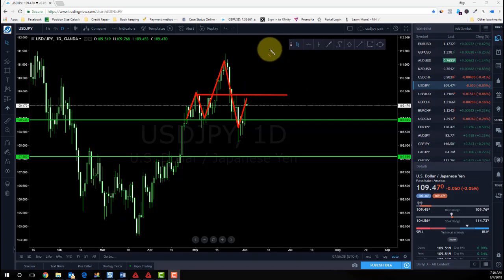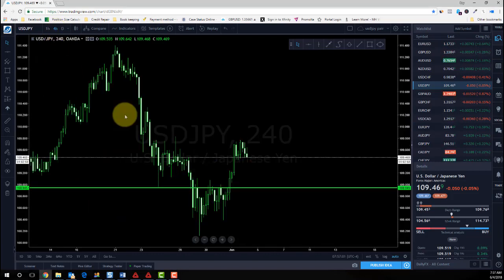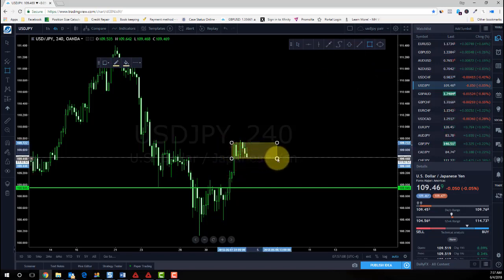Now, on your smaller time frame, let's head to the four hour chart. On your four hour chart, we can actually see areas of consolidation here. And we want to see price break outside of this area of consolidation before executing a trade to go short. So my trade bias on this, as I mentioned earlier, is bearish, but I'm waiting for a break of this area of support before actually taking a trade to go short.